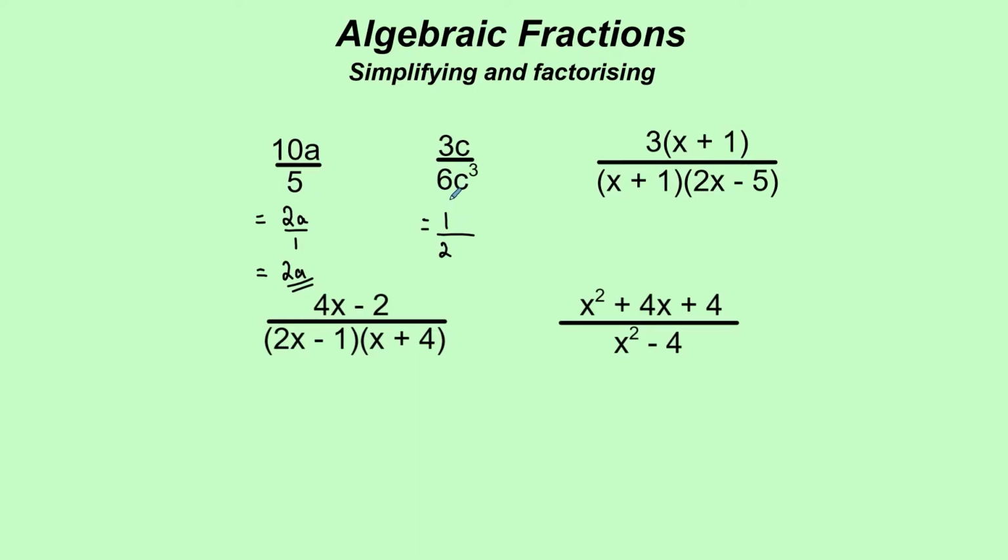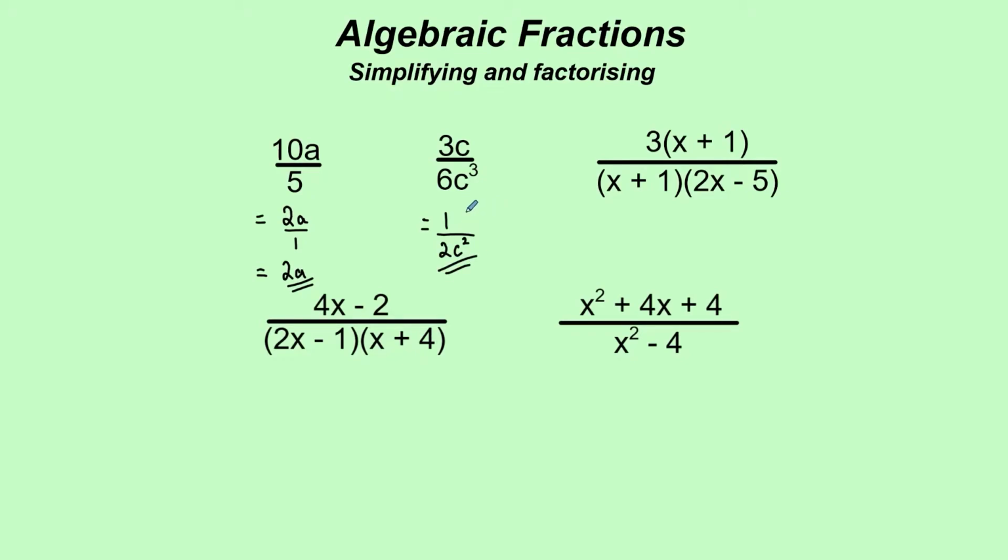Now, the 1 on the top you don't technically need, but it might help just to show what you're doing. If we look here, we've got a c term on top and a c cubed on the bottom. What we want to do is cancel this c with one of the c's on the bottom. Remember, c cubed is c times c times c. So it's like having 3 c's. We're going to cancel this c on the top with one of these c's here. That takes that one away altogether and leaves you c squared on the bottom. So we're going to have 1 over 2c squared as a final answer here.